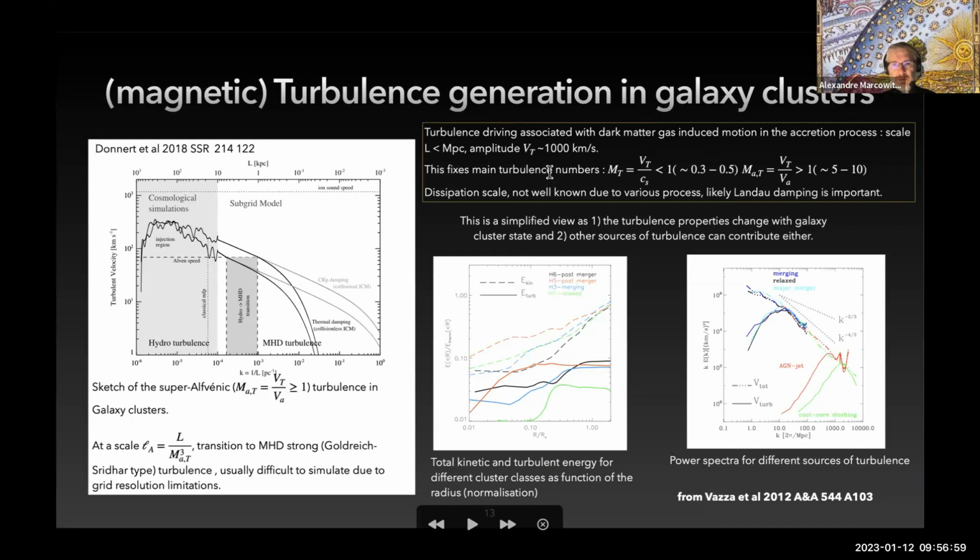This makes the turbulence regime in the cluster such that it has a sonic Mach number which is lower than 1, and an Alfvénic Mach number which is larger than 1, of the order of 5 to 10.